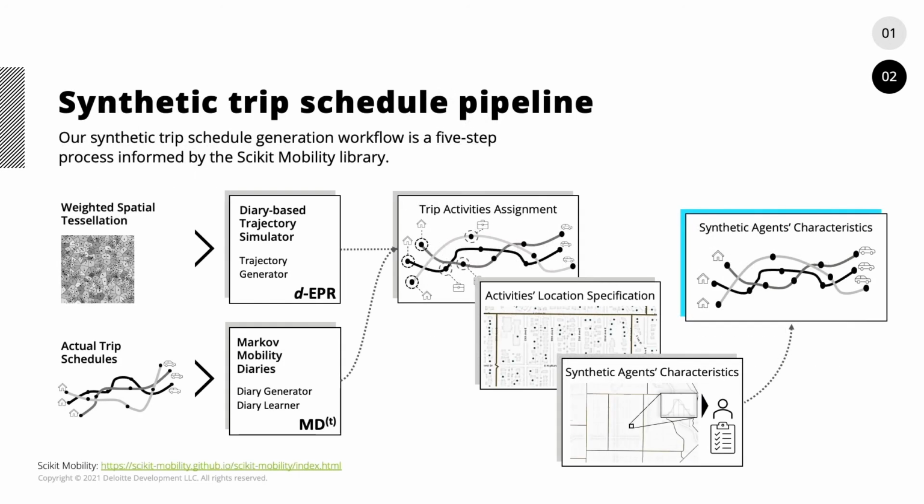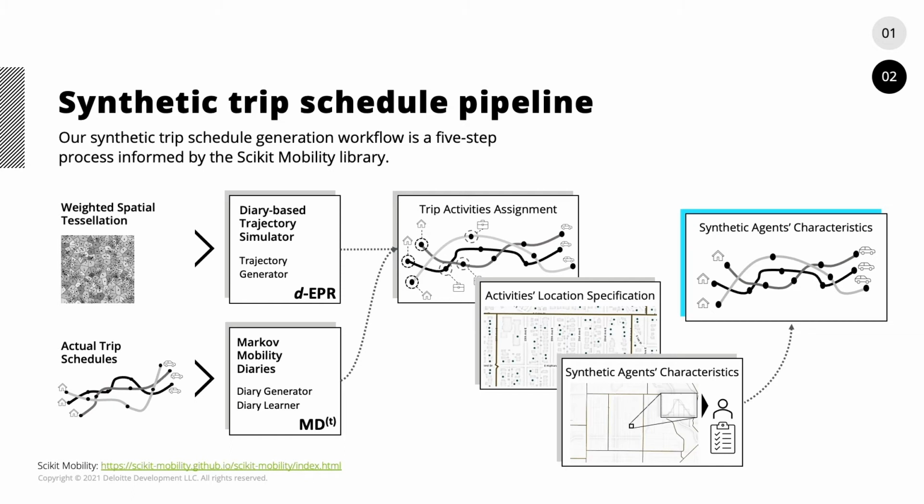Given all these considerations, we have created a 5-step process by leveraging the latest technologies in the domain of machine learning for human mobility modeling by using the Scikit-mobility library. Our pipeline starts with the creation of, first, a Markov mobility diary. So actual trip schedules from different geographies are ingested into the mobility diary generator, which produces a mobility diary containing the sequence of trips made by an agent during a time period divided in time slots, 10 minutes in our case. The second step was a mobility diary learner based on a Markov chain, which computes a mobility diary from the mobility trajectories of a set of real individuals.